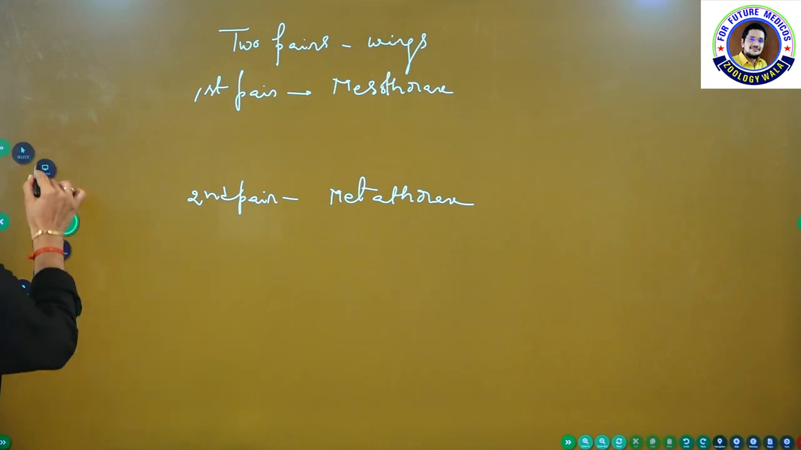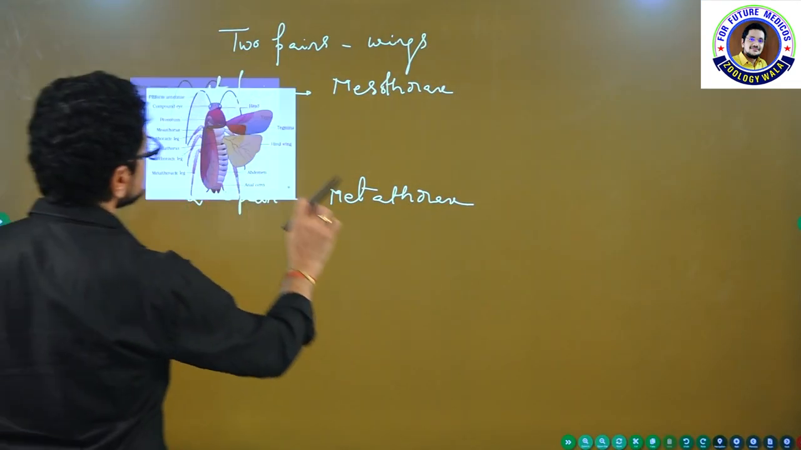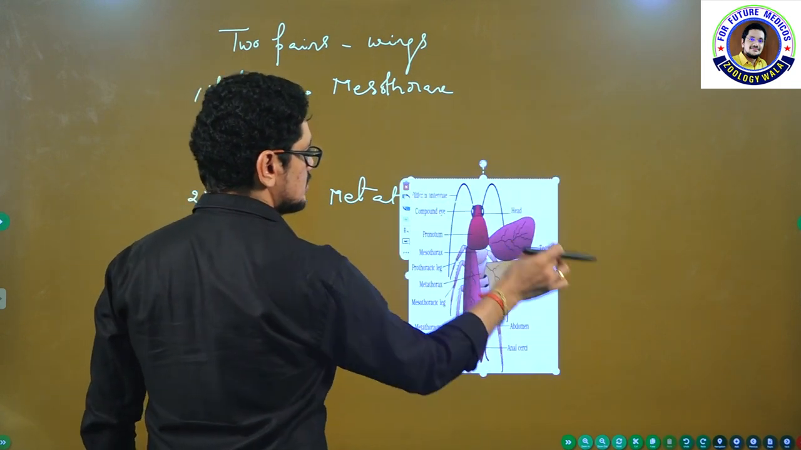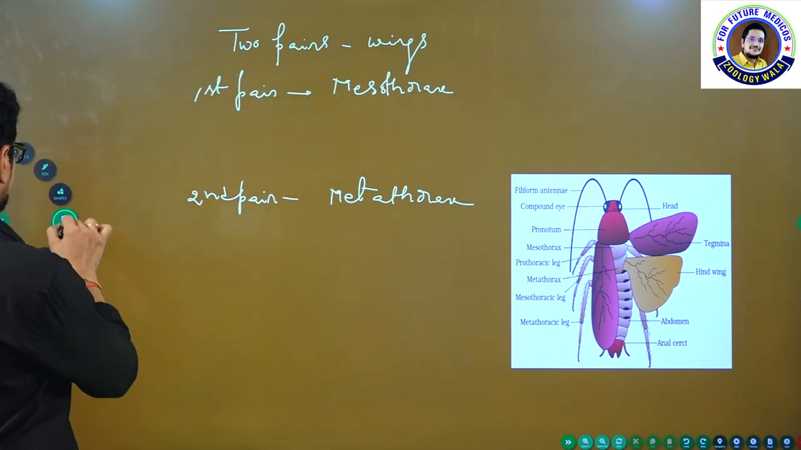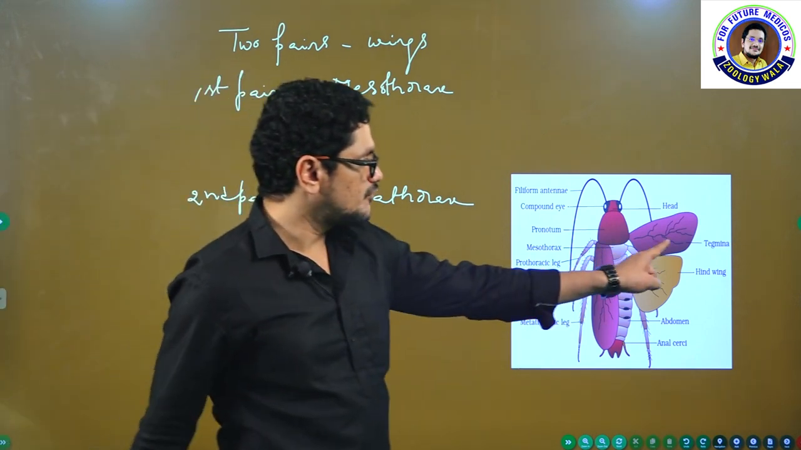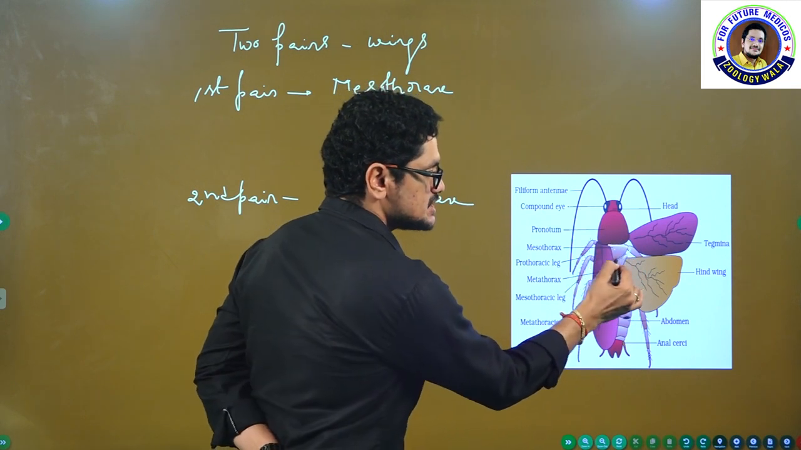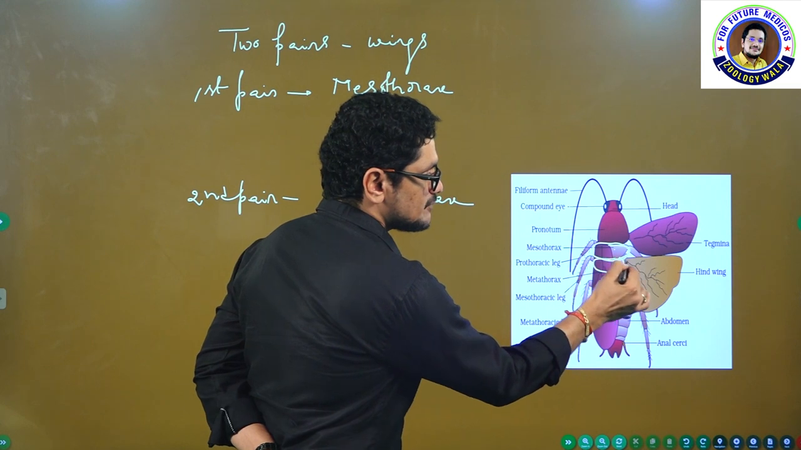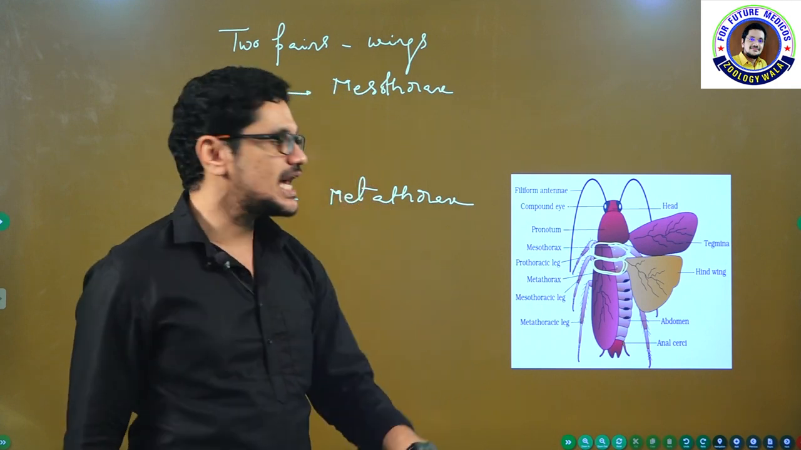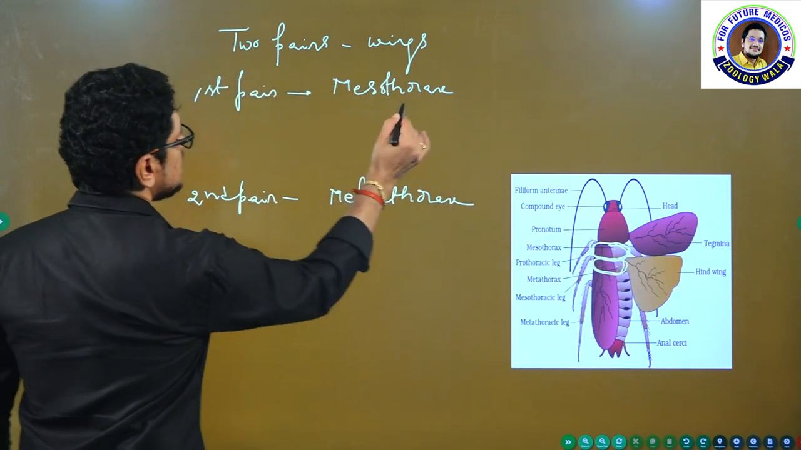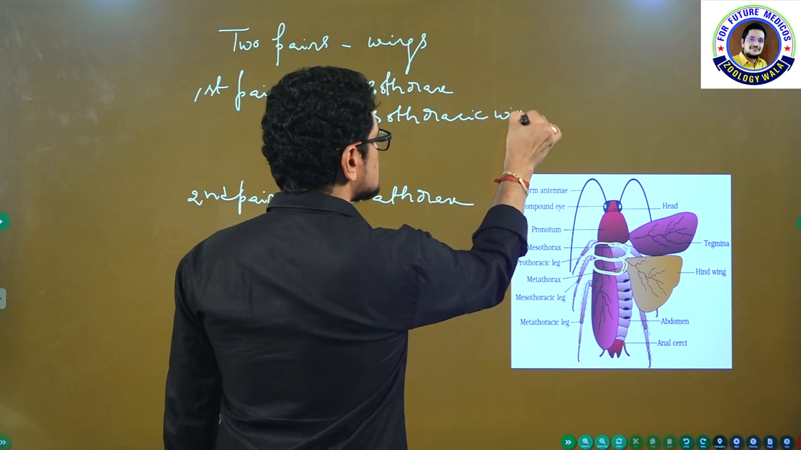Let me show you. I can take this diagram. Hope it is visible. Okay, so four wings. This is the prothorax, this is the mesothorax, the second part of the thorax, and this one is the third part of the thorax, the metathorax. To the second part of the thorax, the first pair of wings are attached, and those are called mesothoracic wings. Why? Because they are attached to the mesothorax. So, these are also called mesothoracic wings.